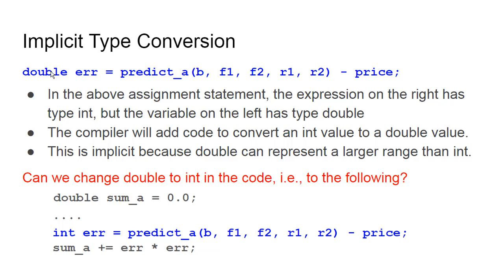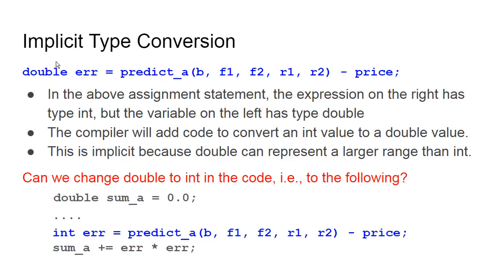Then we will compute error squared, error times error, and then this will be added to the double value. So the implicit conversion will happen a little bit later, at the last line on this slide. So the question is, would that be fine? I encourage you to try it in your code. Essentially, just change this double to int in the standard code and see how it works. I encourage you to pause this video and try it out.